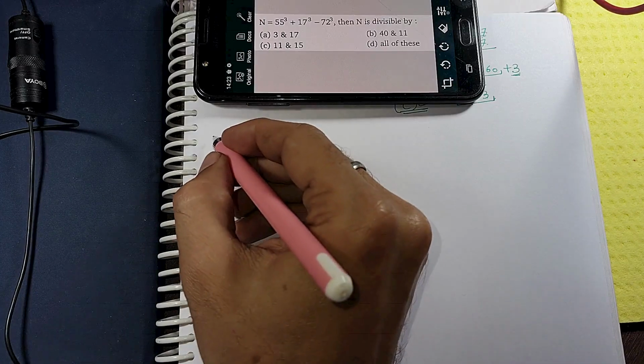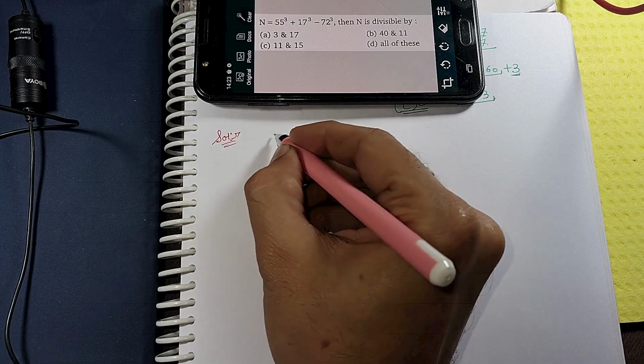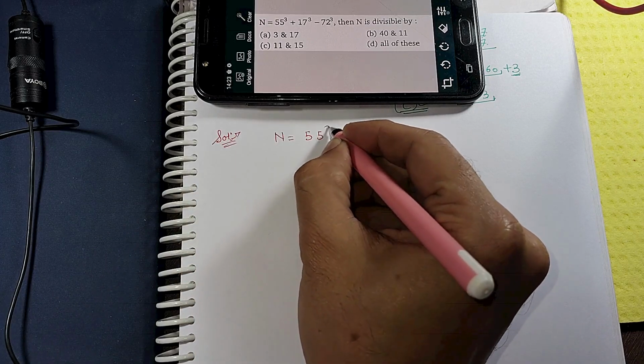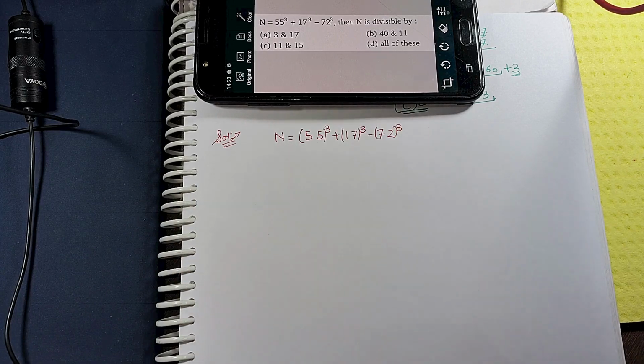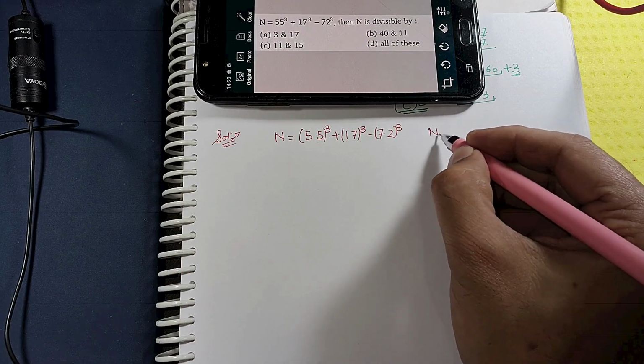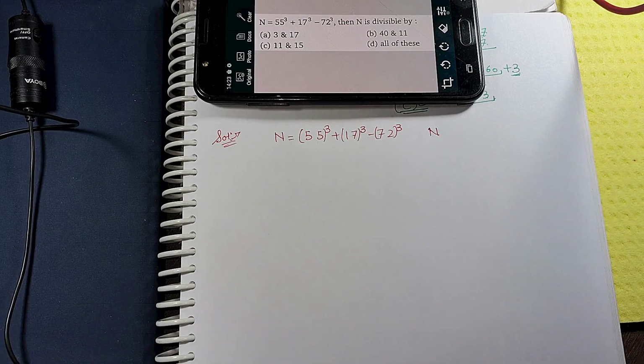If n is equal to 55 cube plus 17 cube minus 72 cube, right? Then n is divisible by, so we need to find which of these n is divisible by: 3 and 17, 40 and 11, 11 and 15, all of these.